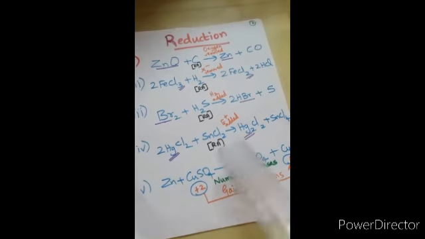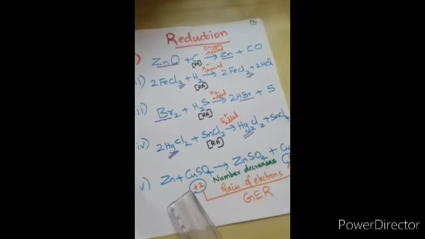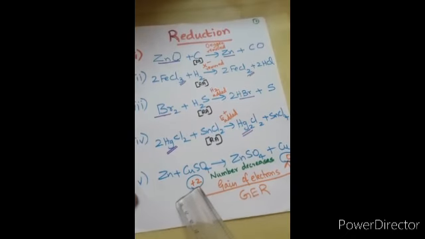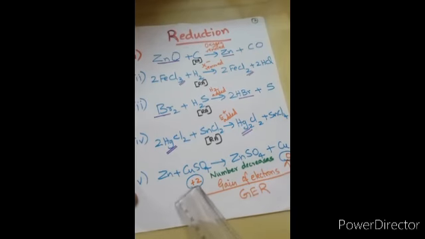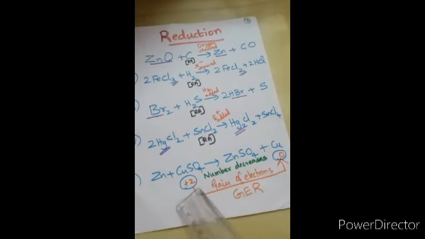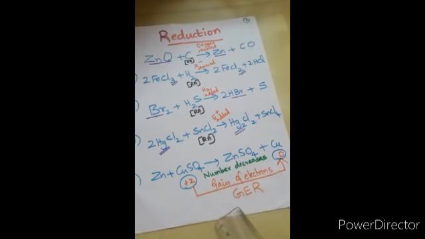There are also cases where you can explain it based on the electronic concept. From copper sulfate, the metal copper has been produced. So from +2 state it has come to the state 0. Here there is a gain of electrons. It is shown as GER. Gain of electrons is reduction, that is for our convenience.